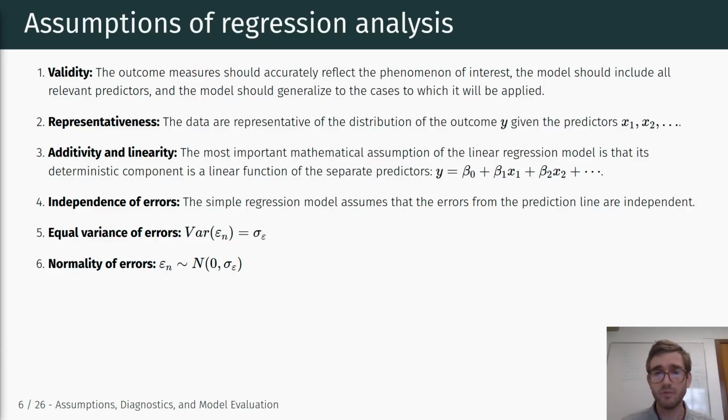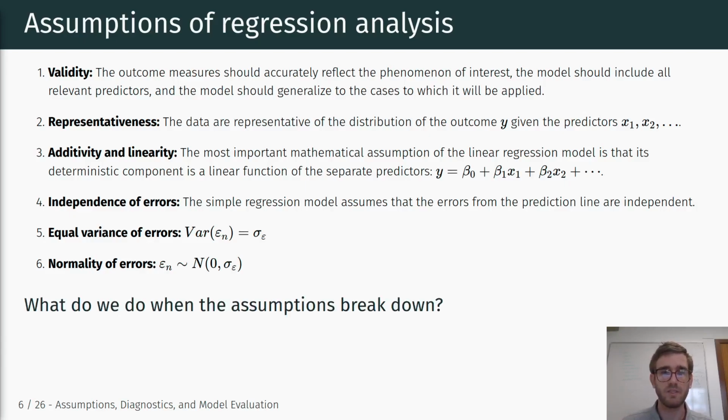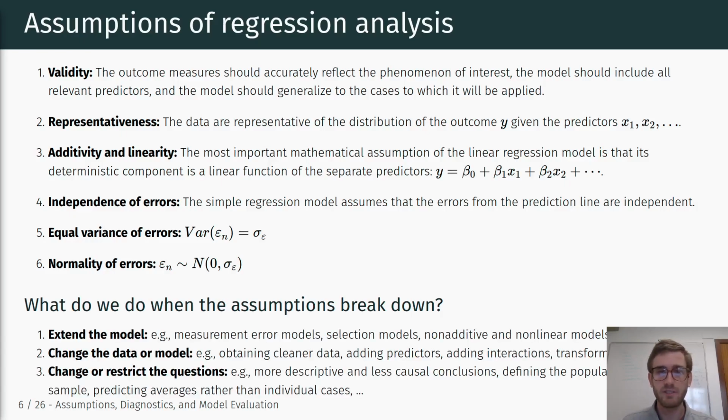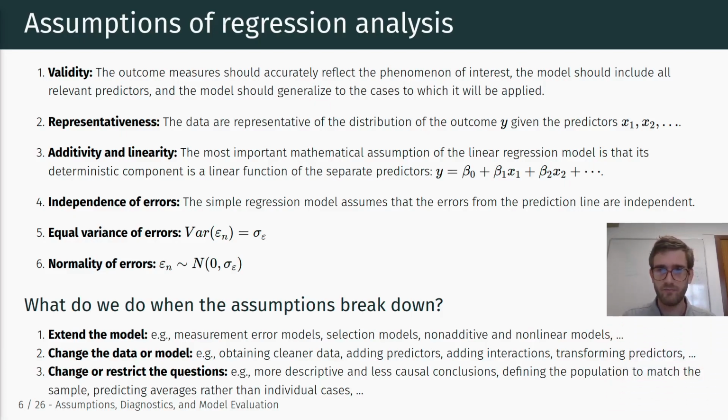So in general, what do we do when these assumptions break down? We'll talk about different types of examples throughout the rest of the semester and also today. But in general, there are three different strategies that we can pursue if we want to remedy violations of these assumptions. The first one is to extend the model.